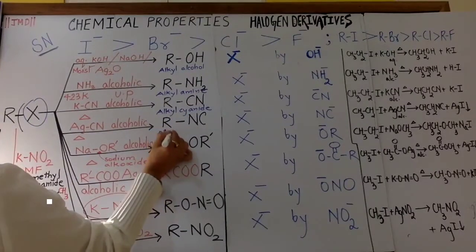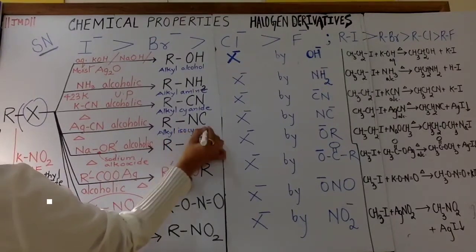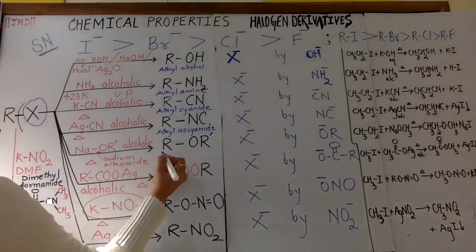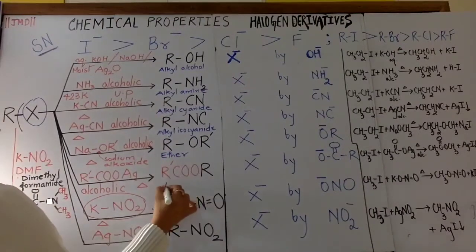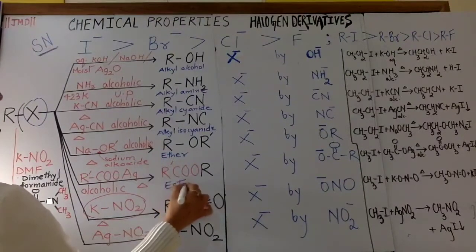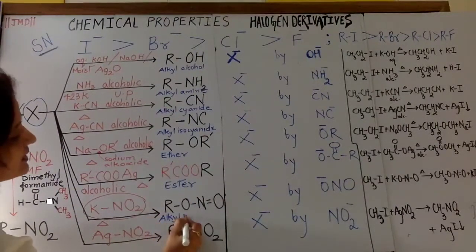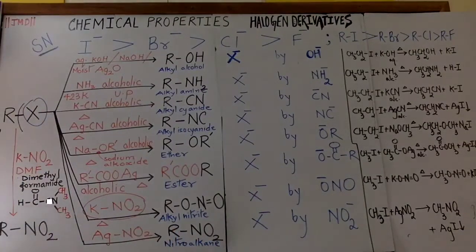The alkyl isocyanide, or the alkyl carbylamine, also called alkyl isonitrile. This is an ether. This is an ester, that is the alkyl carboxylate. This is alkyl nitrite. Take the spelling carefully here. This is a nitroalkane.